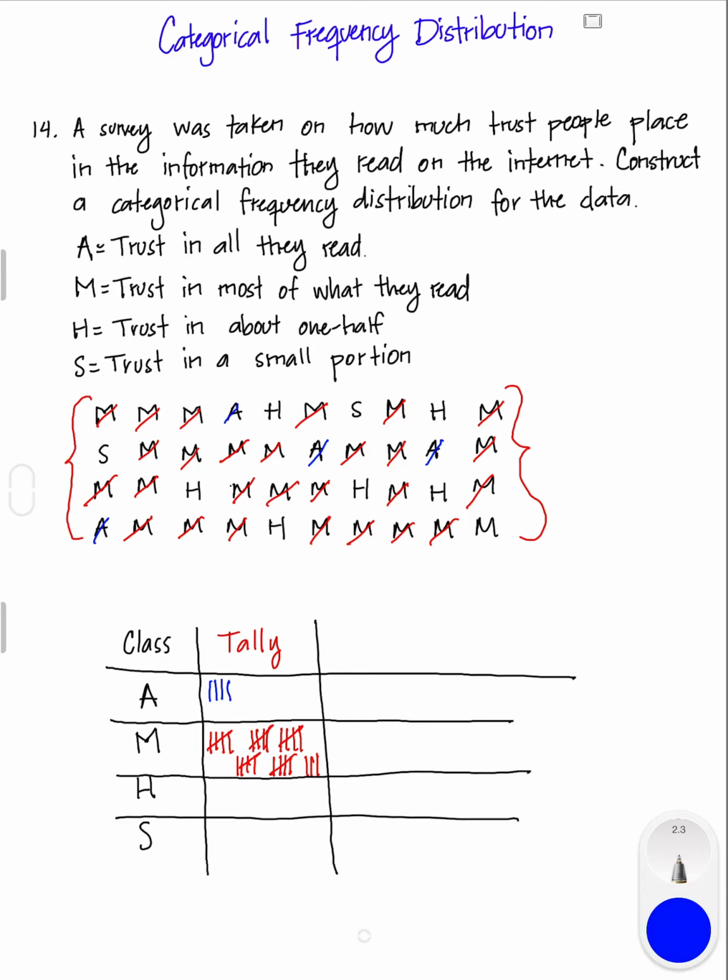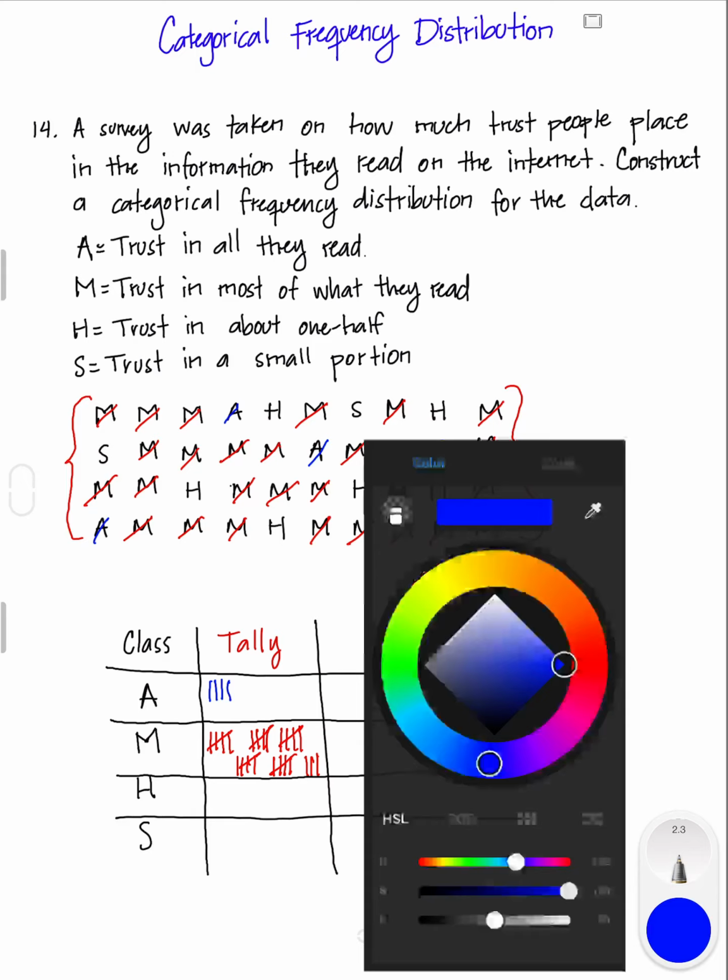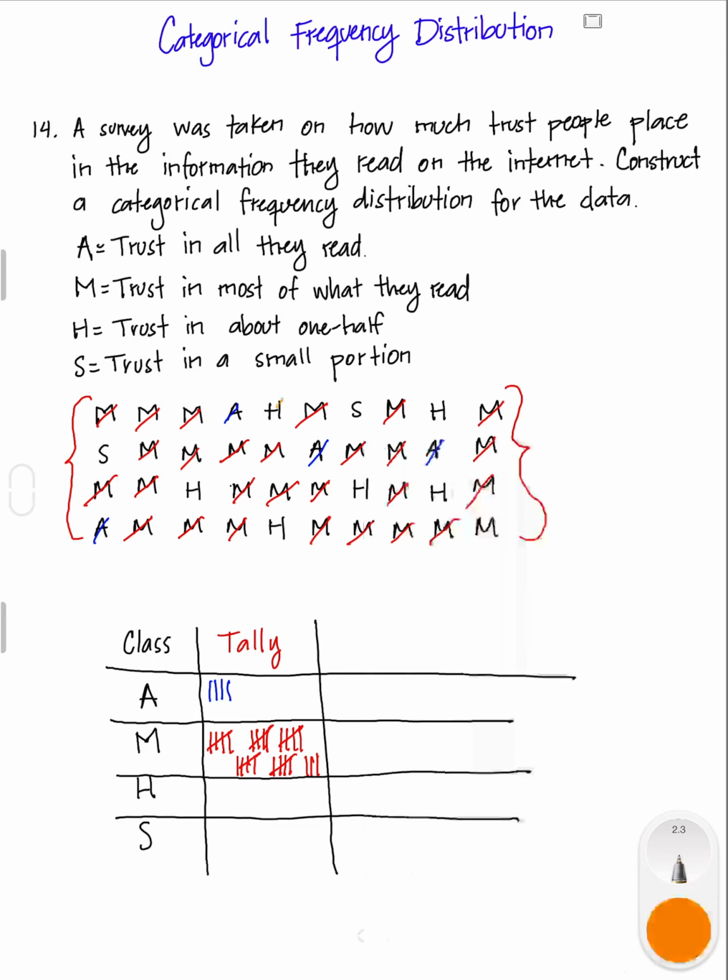Because we know that the internet is not always that reliable, right? So yeah, that definitely has to be a small amount. Let's go ahead and see how many age values we find, and for that I'm going to use orange. So age, we have one age here, two, 3, 4, 5, and then 6. So we have 6 people who said that they trust in about 1/2 of what they read on the internet. Okay, so it makes sense.